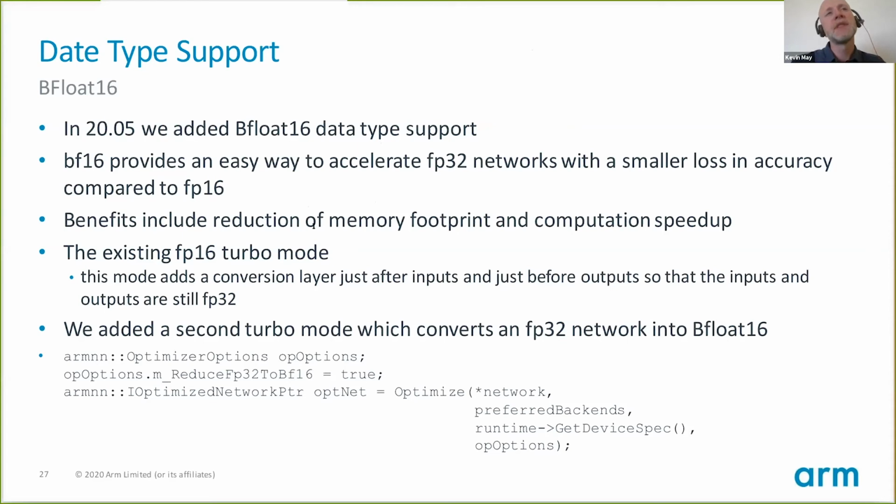So the existing FP16 turbo mode adds a conversion layer after the inputs and before the outputs, so that the inputs and outputs are still FP32. And then any layers that can be supported within would be FP16. Our second turbo mode does the same, and this is how you engage that. You create your optimizer options. Again, this is C++, but it looks quite familiar to the flow we saw in the Python API. And you call the member on it here, reduce FP32 to BF16 and set that to true. And then it's just a case of passing your optimizer options into the optimize function as per usual. And our optimizer takes care of the rest.